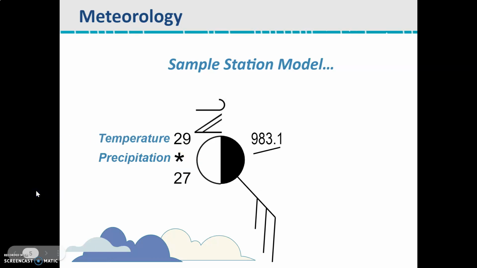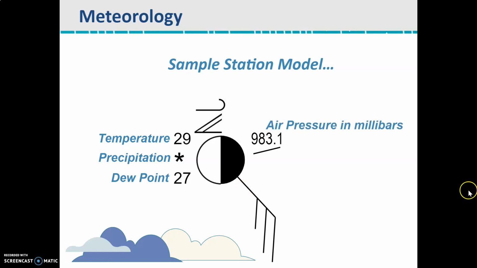The number just above that is temperature, and that will be in Fahrenheit for the United States. And the number below that is dew point, and that is also in degrees Fahrenheit. Then the third number over on the side is air pressure in millibars. In the United States, a lot of times it gets reported as inches, but we typically use it in millibars, or MB as the abbreviation.